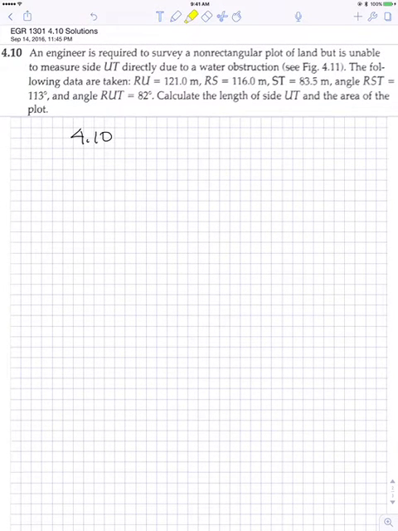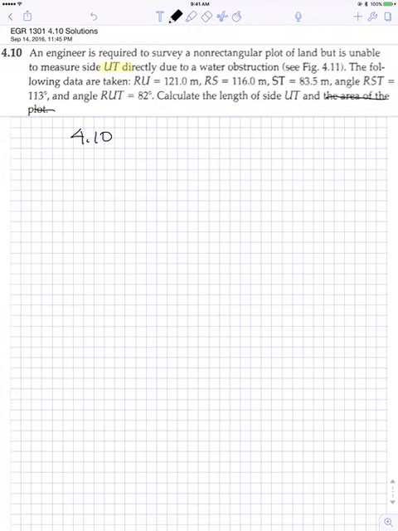Okay, let's consider problem 410. This problem is pretty long, and I'm trying to give you an idea of what I might expect for exams. So let's cut this back a little bit. Let's only find the side UT, and let's remove the area part from the problem.